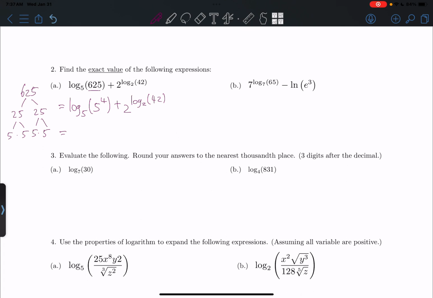And the good news here is logarithmic base, exponential base, they cancel each other out. I just say 4 for the first term. Similarly, exponential base, logarithmic base, they cancel out. Just get 42. So the answer is 46. Easy peasy.